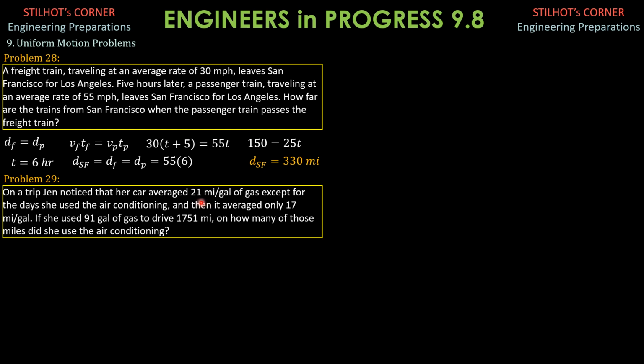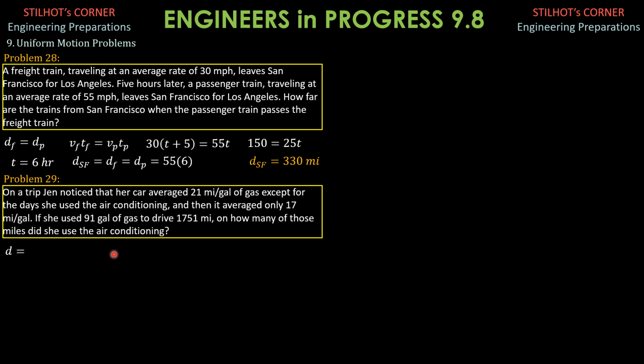One, when the air conditioning is being used, the consumption is 17 miles per gallon times the number of gallons used when Jen used the air conditioning. I'll call that XA. So 17 times XA. Then plus the distance covered when Jen did not use the air conditioning, so 25 miles per gallon, and the number of gallons consumed would be the total consumption, 91 minus XA.